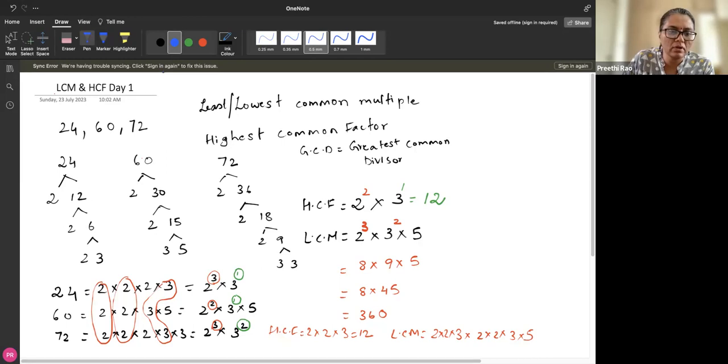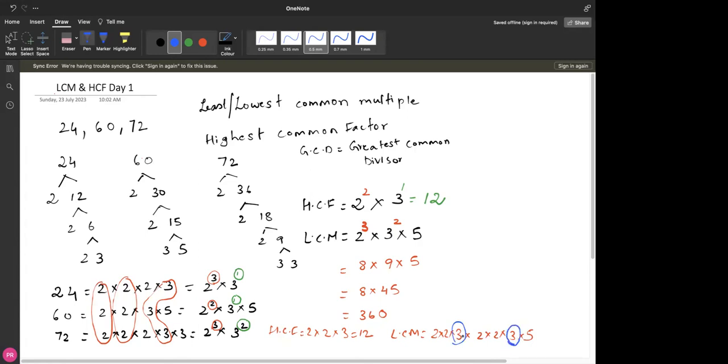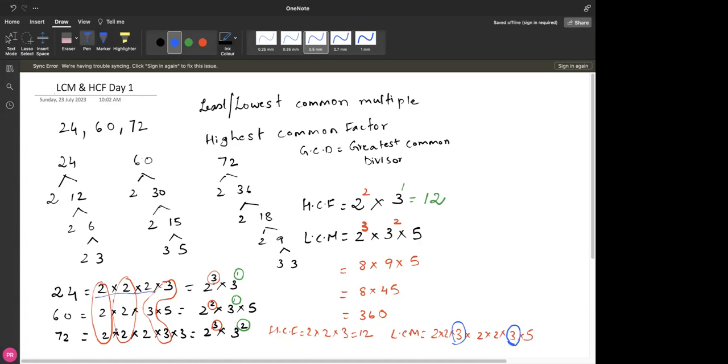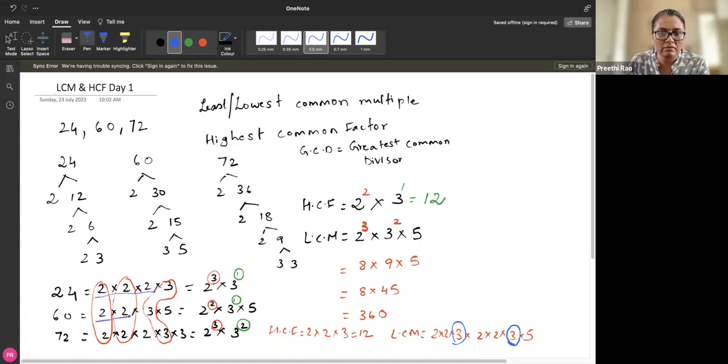Correct, right? We have to choose the highest exponent. See, if you see here, we have 3 two times, isn't it? But we have 2 four times. Where we have 2 three times, we have 2 two times, and we have 3. Oh, here we have 4 times. Okay. Okay.